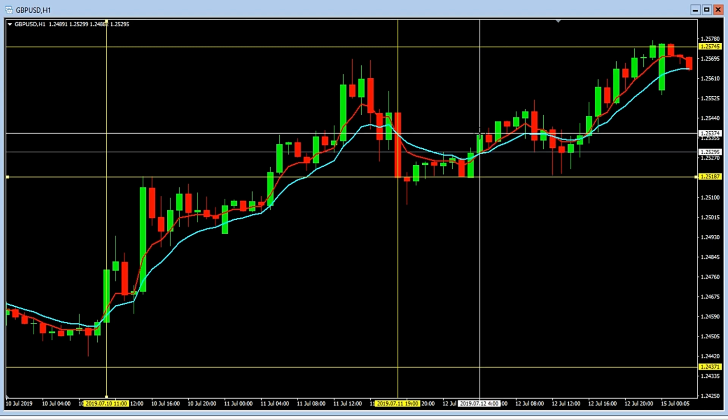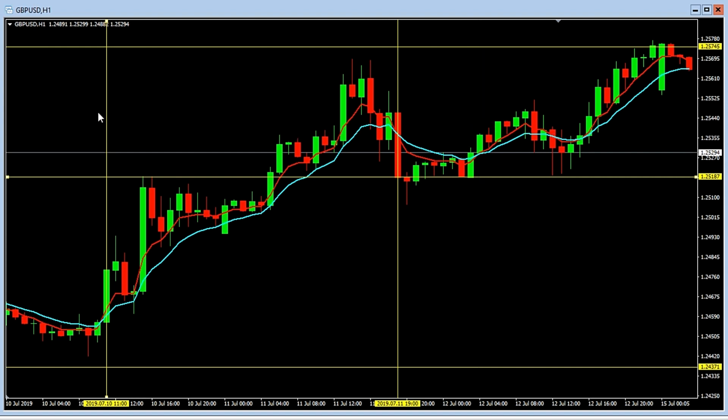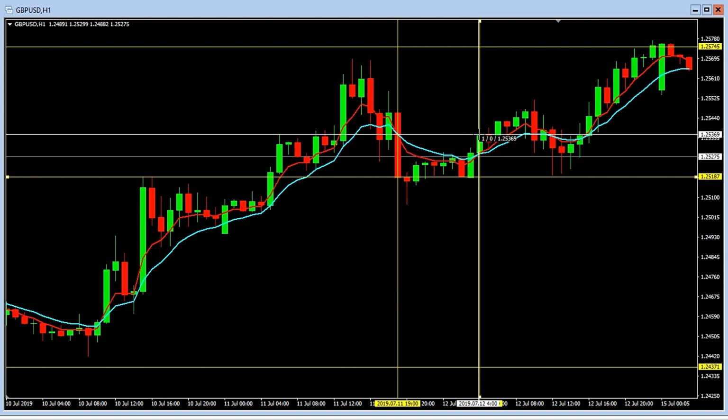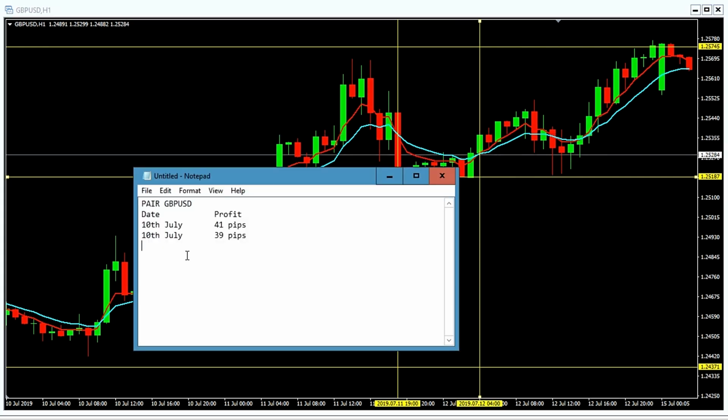So this is the intersection of the red and blue line. We're going to exit here at this point, and we will lose 18 pips. This is it, see, we lose 18 pips. This is our loss. So we write down here on the 12th of July, minus 18 pips.